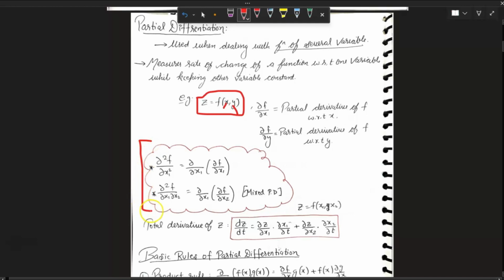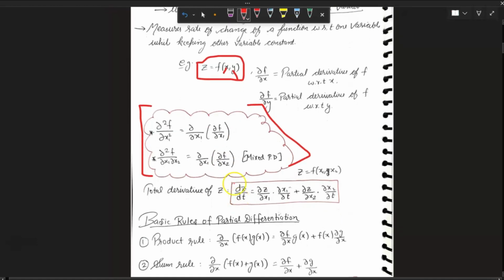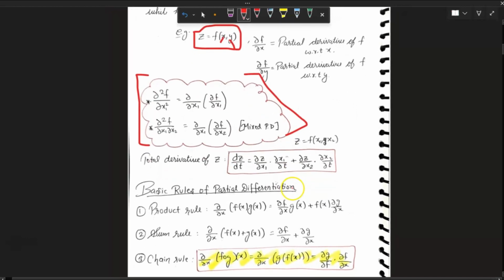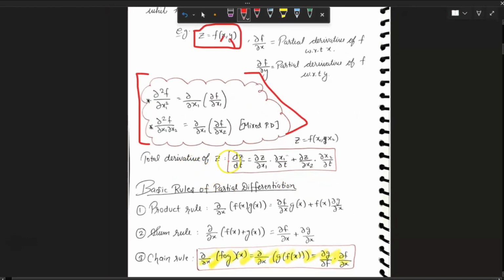Further you have to remember these two simplifications. First one is dou square f by dou x1 square is equal to dou by dou x1 into dou f by dou x1. Second one is dou square f by dou x1 dou x2 is equal to dou by dou x1 into dou f by dou x2. Just remember this.